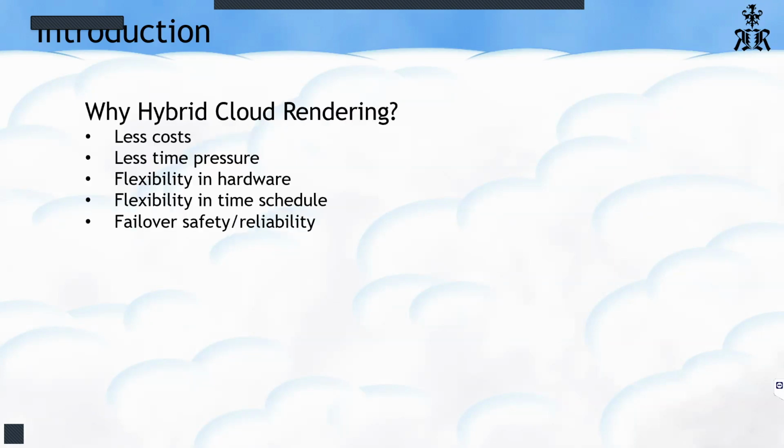So the first question is, why hybrid cloud rendering? The main reason: less costs. It sounds not familiar because of cloud costs, but I will explain it later. Then you have less time pressure, flexibility in your hardware, and more flexibility in your time schedule, and you have failover safety and reliability.